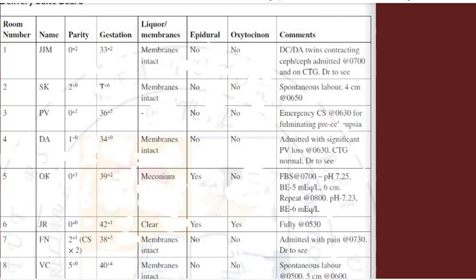Room number 6, JR, 0 plus 0, 42 plus 1 weeks with clear liquor. So ask about the current condition of the patient, the fetal heart rate, abdominal and vaginal examination, station, position. As the patient has been fully dilated from 5:30 a.m., it is almost 3 hours, primary 3 hours with epidural. So according to the station, expedite the delivery in the labor room with verbal consent or in the operation theater with written consent. The patient will be counseled. Semi-urgent, assign the task. So I will assign the task to the midwife in charge.